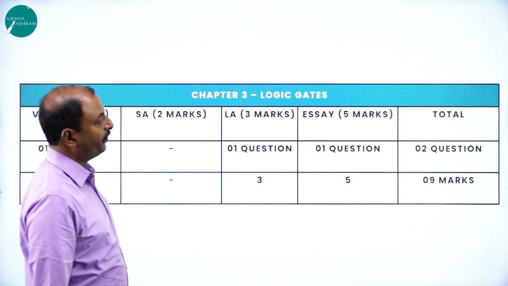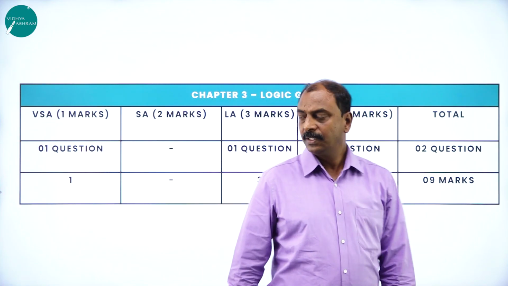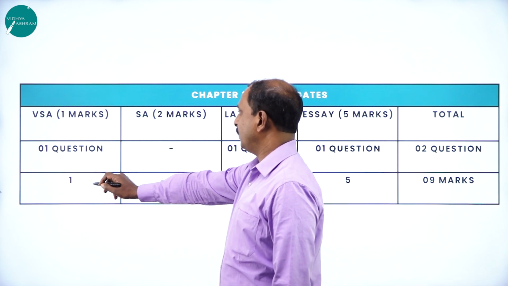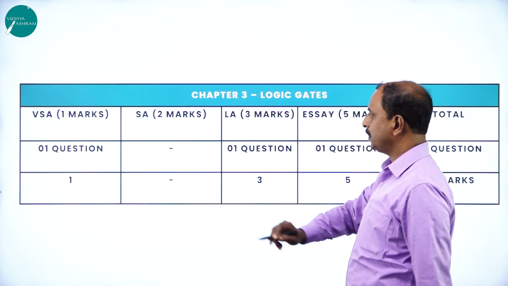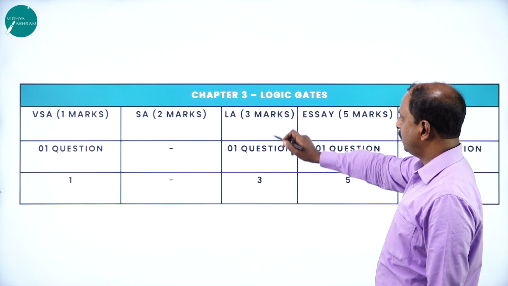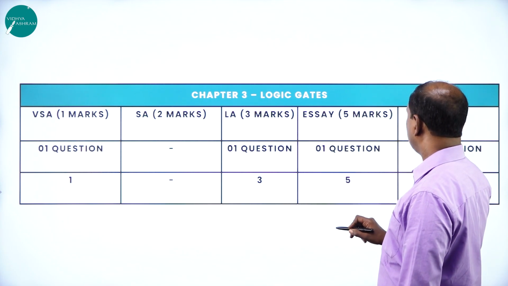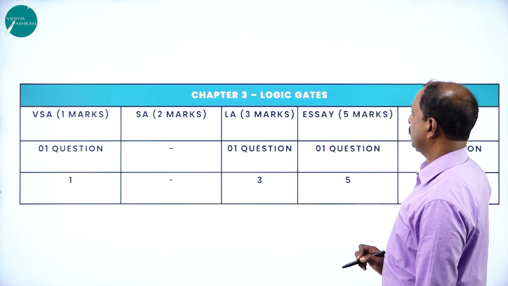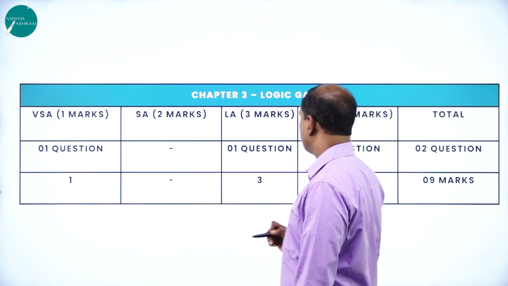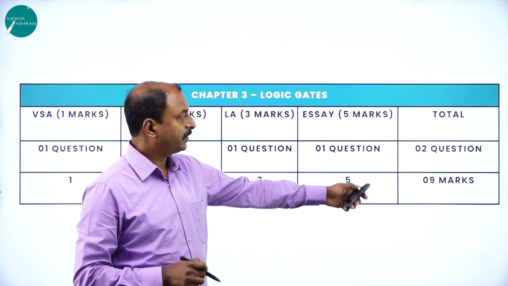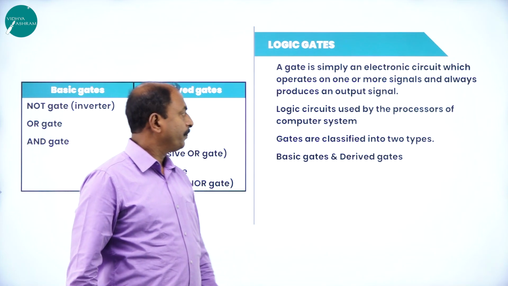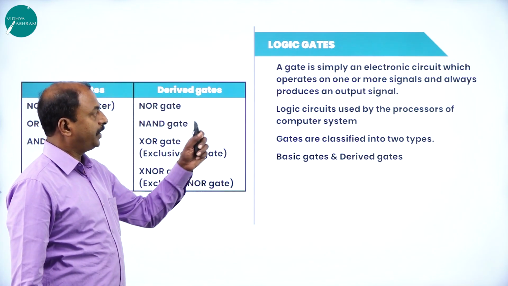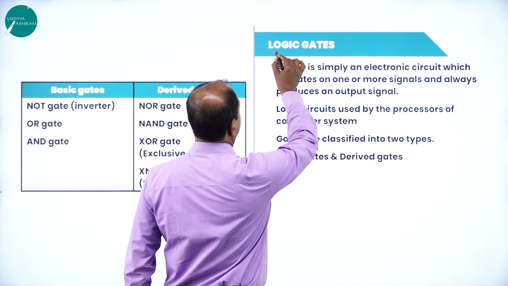Now, the weightage of the chapter is 9 marks. You have one MCQ or 1 mark question, a 3 marks question, and a 5 marks question. So the total weightage of this chapter is 9 marks. Now let us start with the definition of logic gates.